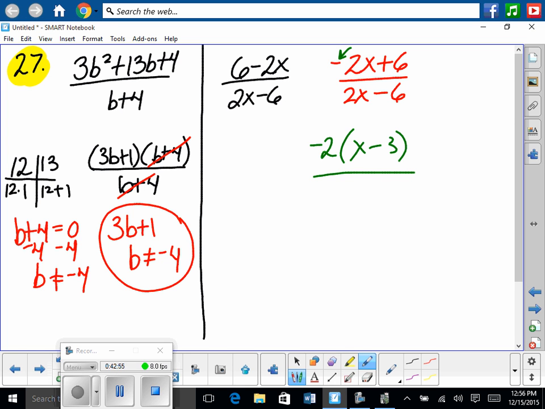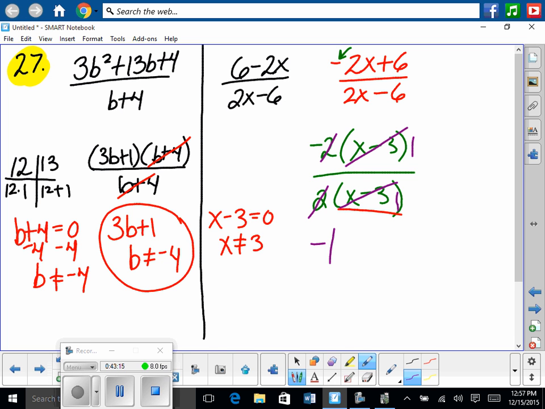And on bottom, we factor out a 2. Left is x minus 3. Before you divide anything out, you restrict your domain. This is the only place where there's a variable, so x minus 3 is equal to 0, so x cannot equal 3. Now we can divide out factors. We have an x minus 3 on top and on bottom, so they become a 1. Negative 2 divided by 2 is negative 1, so our answer is negative 1 as long as x does not equal 3.